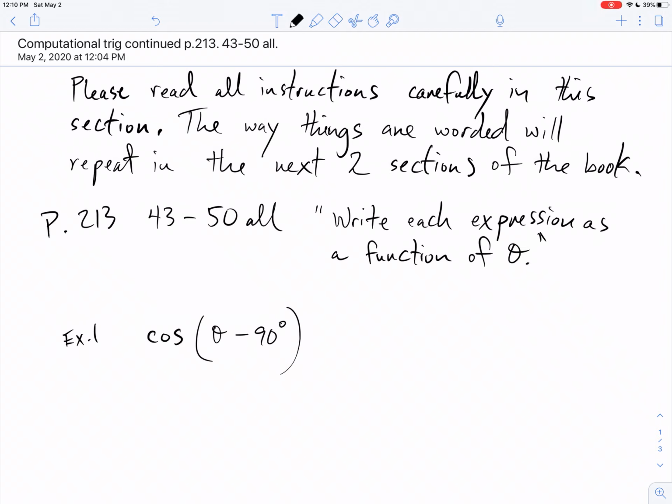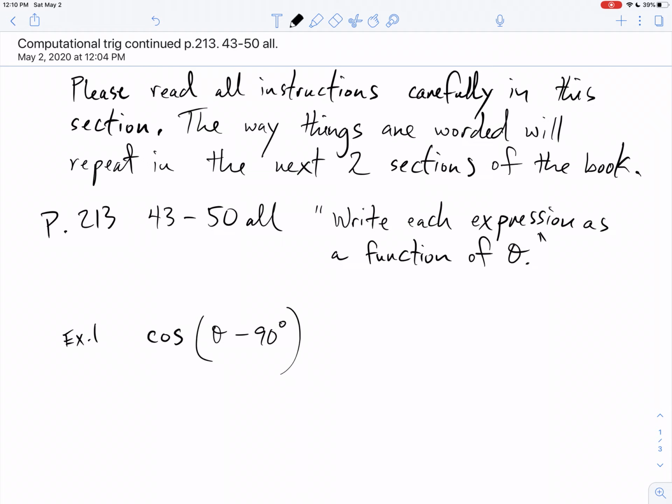Alrighty, guys, this is my third lesson just to get through section 5.3, and we are not done yet after this one. We're still going to be whittling away. It takes a long time to get through this lesson, or this section. Sorry, not lesson. Anyway, here's my warning. Please read all instructions carefully in this section. The way things are worded will repeat in the next two sections of the book.